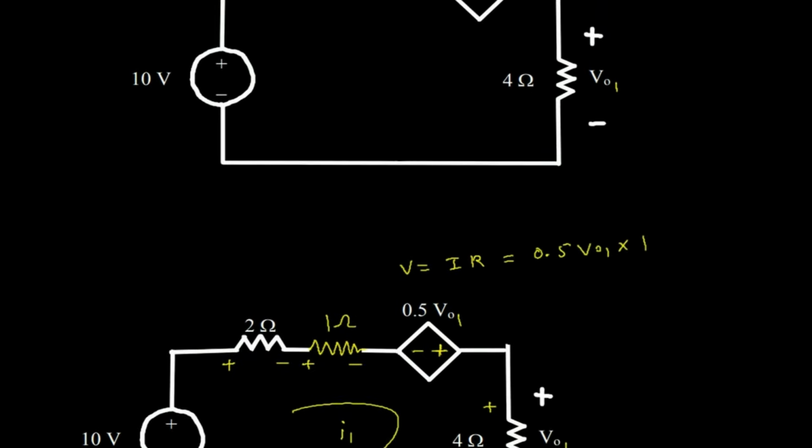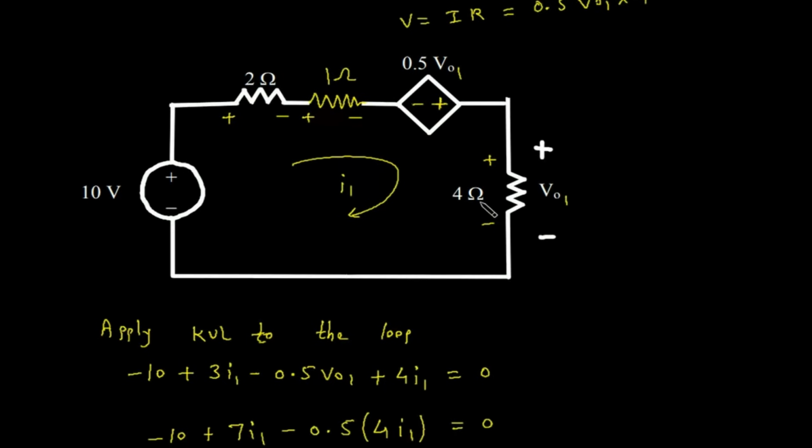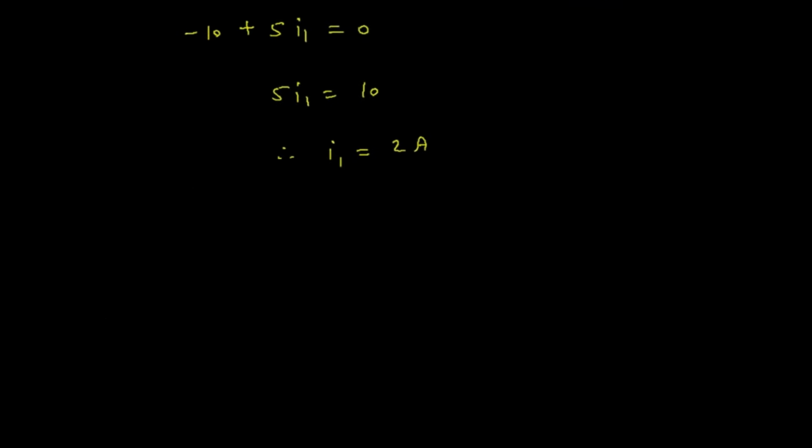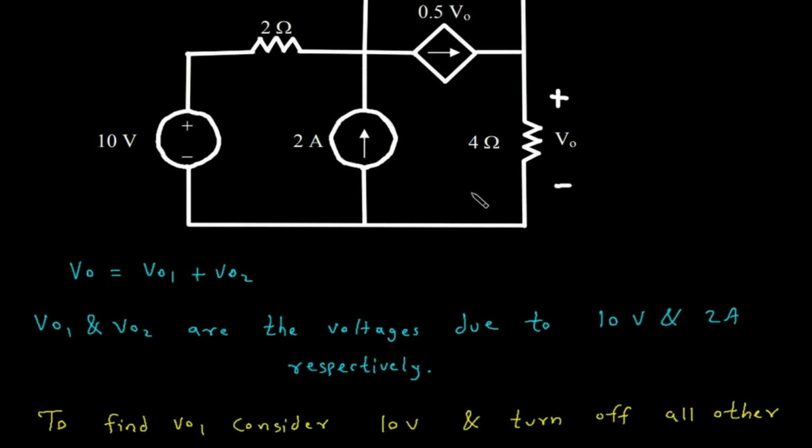We have to find VO1. VO1 is equal to 4 into I1. So 4 into I1, where I1 is 2 ampere, so 4 into 2. Therefore, VO1 is equal to 8 volt. Next, we have to find VO2. So to find VO2, we will consider the 2 ampere current source.